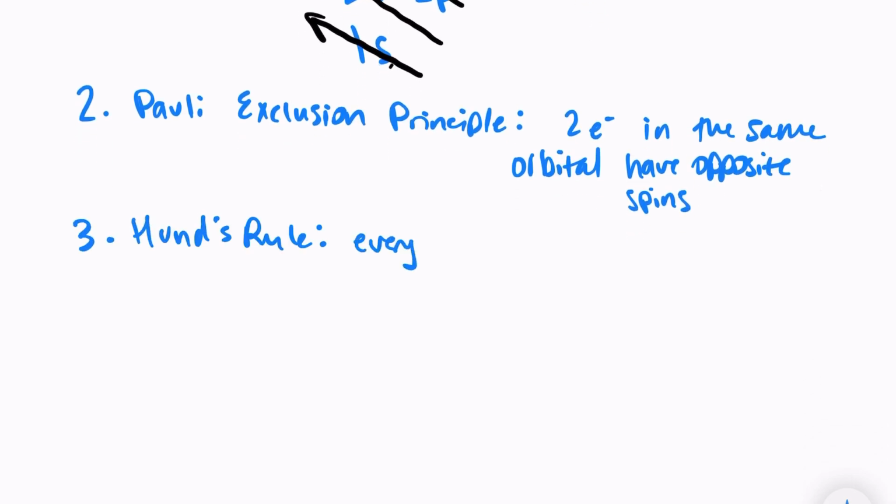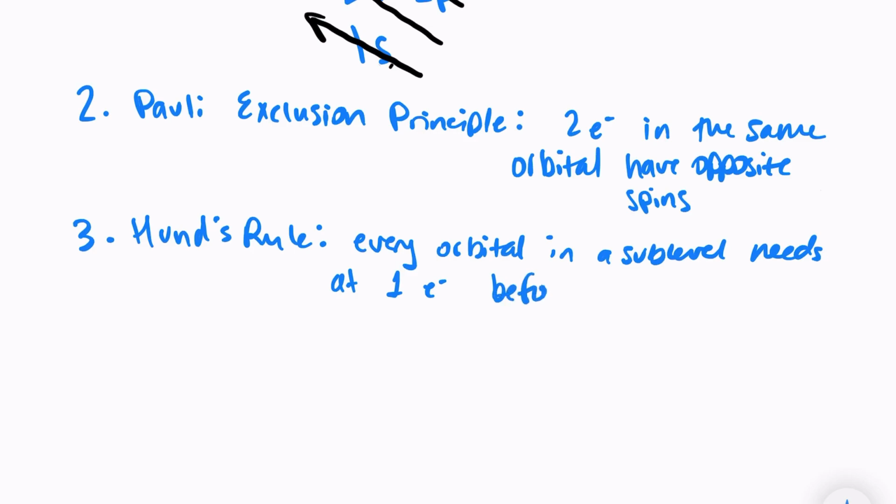Every orbital in a sublevel needs at least one electron before any are paired. And I will show you an example of that as well in just a second. So let's look at an example of an orbital diagram.